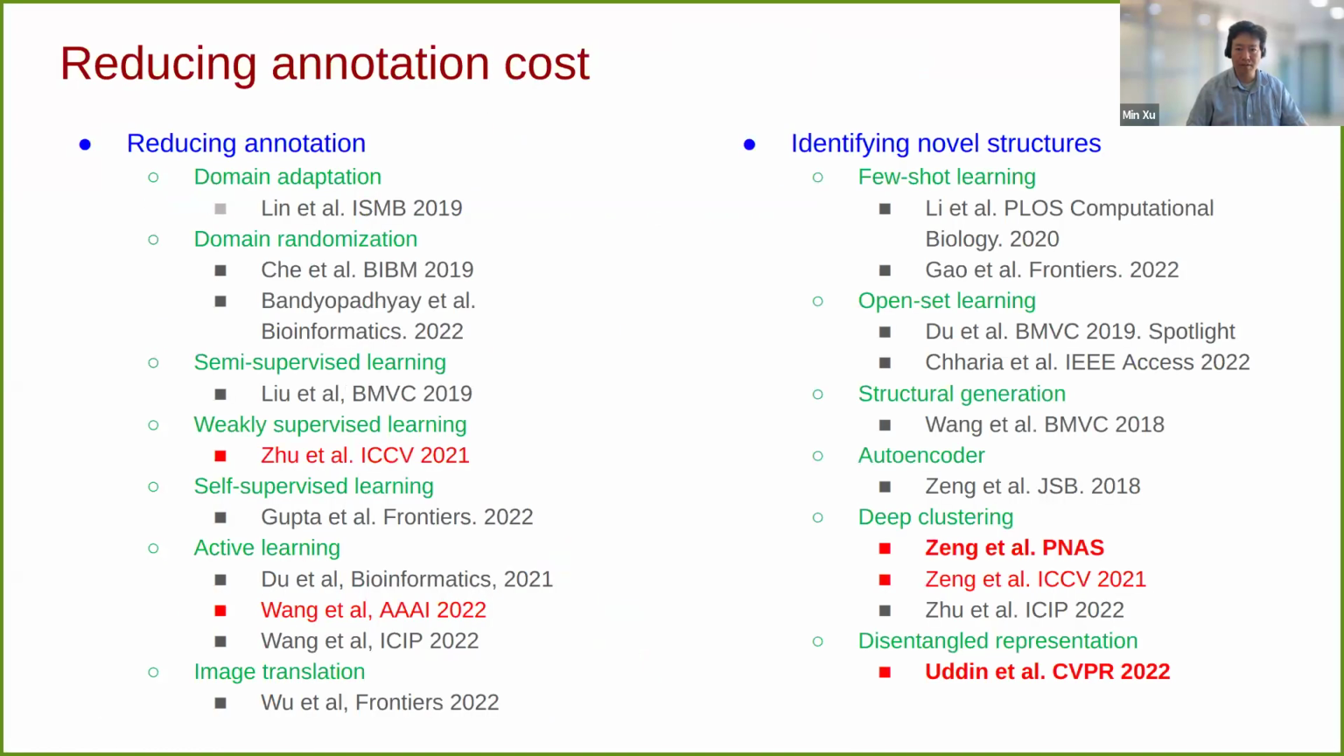To significantly reduce the cost of annotation needed for supervised deep learning methods, in recent years, as a proof of principle, we have been exploring different strategies. Most of these strategies were inspired by the computer vision and machine learning fields. For example, to reduce data annotation cost, we explored domain adaptation, domain randomization, semi-supervised learning, weakly supervised learning, active learning, and image translation techniques. To identify novel structures, we explored few-shot learning, open-set learning, autoencoder, and deep clustering approaches.